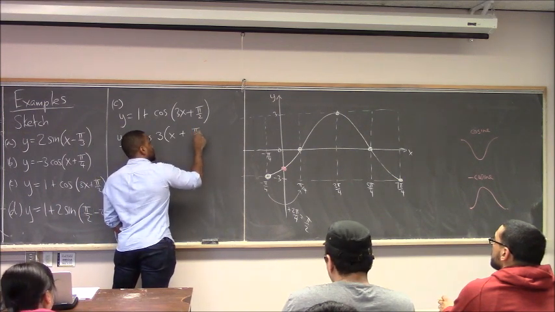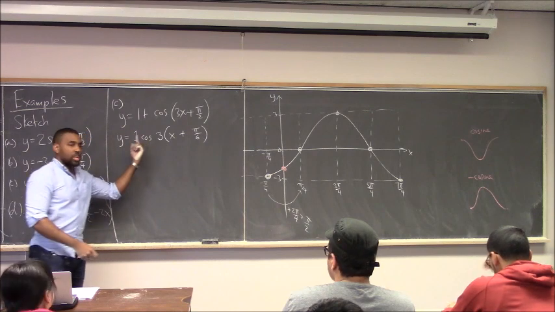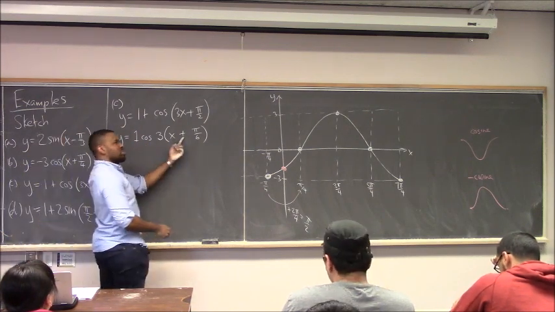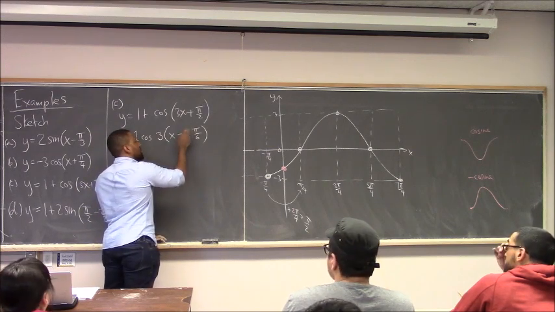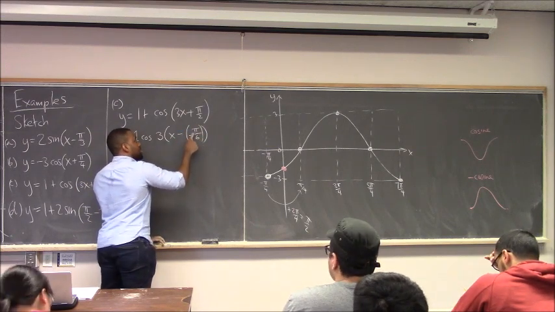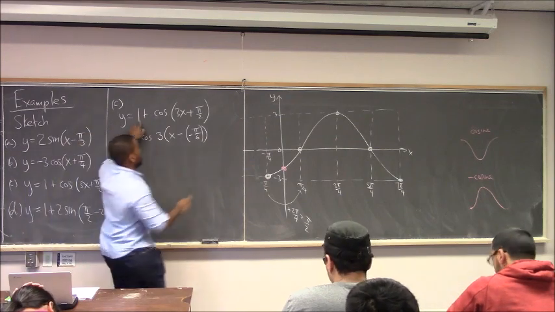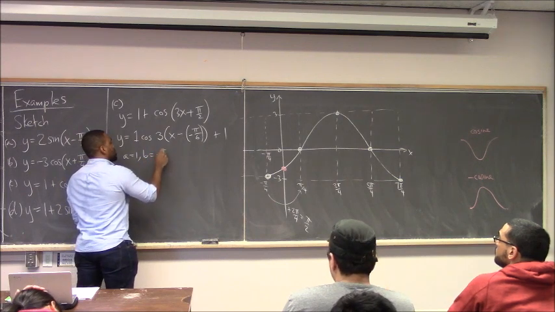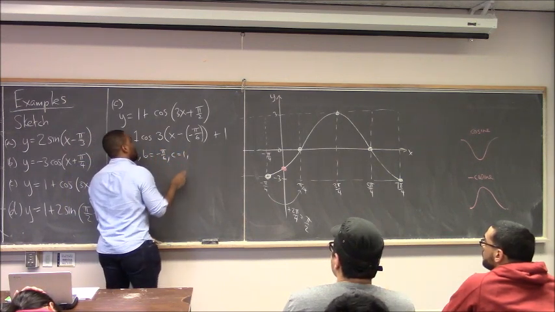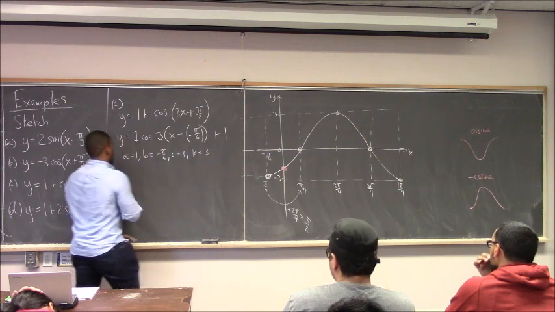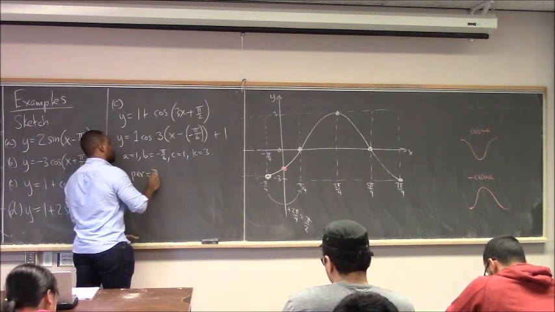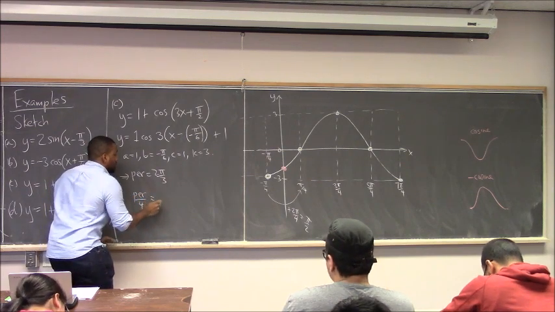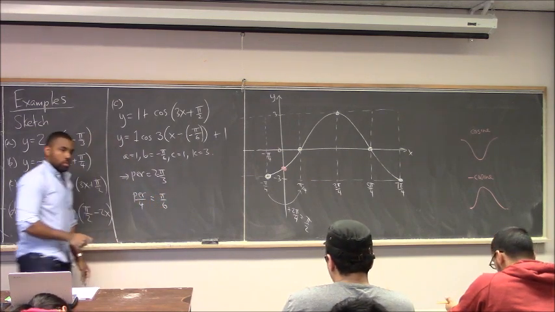Pi over 6. Right? Remember, when you factor something out, you just divide everyone by that thing inside. Now, of course, positive pi over 6 is kind of weird. We think of this as minus negative pi over 6. And here our c is plus 1. Here I get my a is 1, my b is minus pi over 6, my c is 1, my k is 3. This, of course, means that the period is going to be 2 pi over 3. And this, of course, means that the period over 4 is going to be pi over 6.